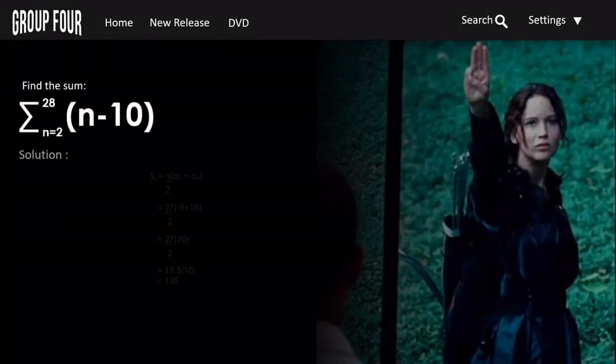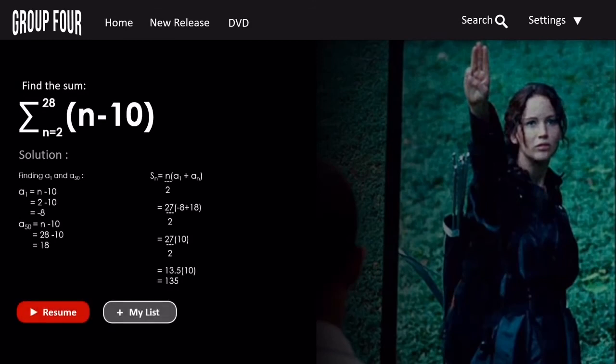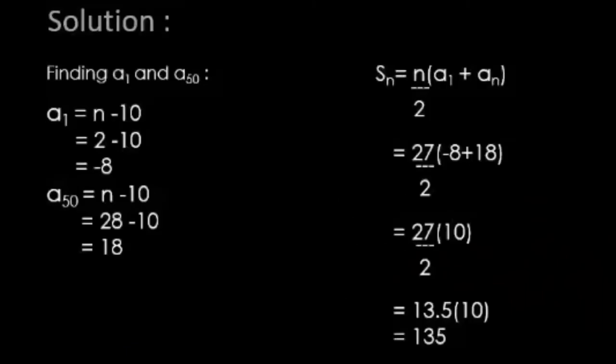So let's have this last example, shall we? We have the summation of n minus 10, wherein we start from 2 up to 28. Now let us try to find the first term, which should be a sub 1. A sub 1, as shown above, is n minus 10. Let us replace n with 2, as we're trying to find the first term. As we replace n with 2, we get 2 minus 10. Subtracting them, we get negative 8. So a sub 1 is negative 8.